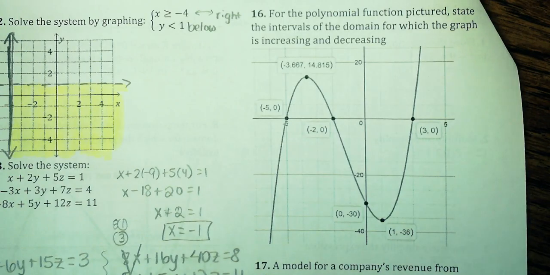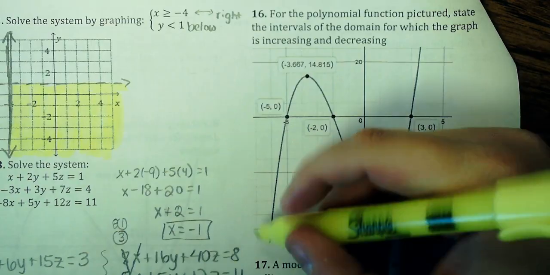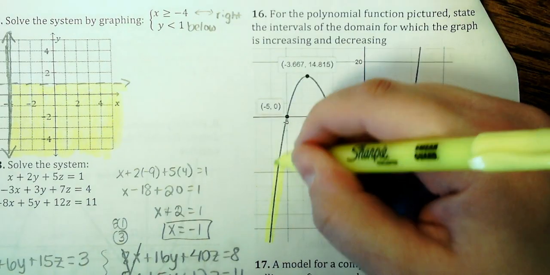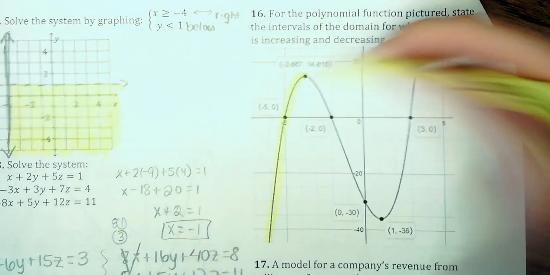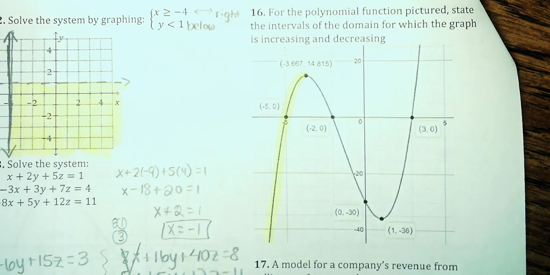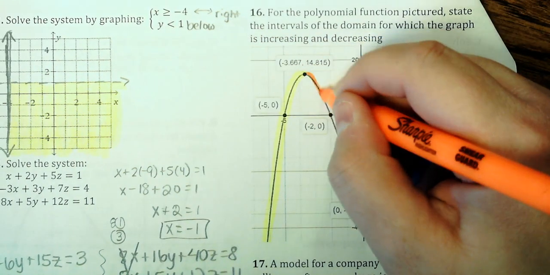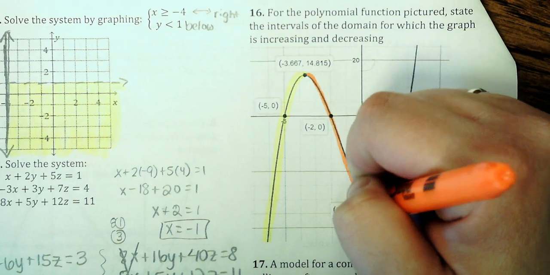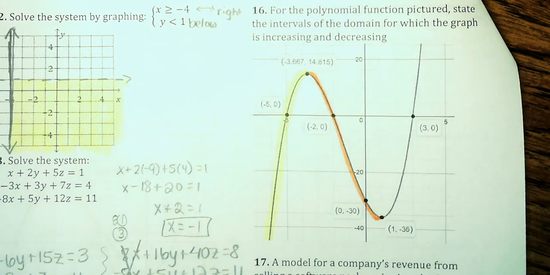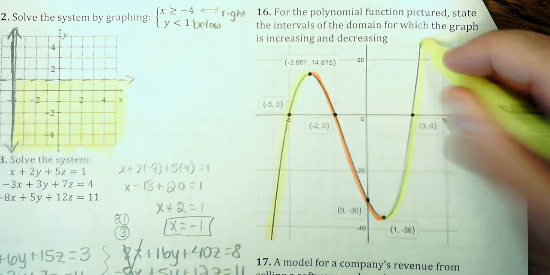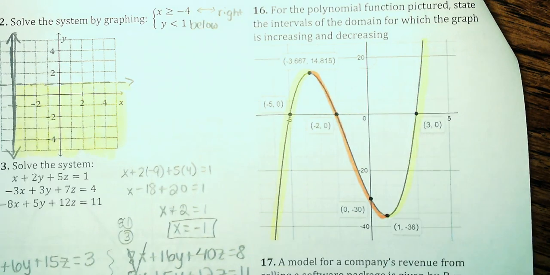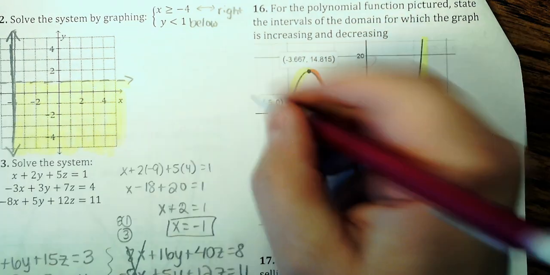For the polynomial function pictured, we're going to state intervals of the domain for which the graph's increasing and decreasing. As I go from left to right, tracing the graph, if you're going up, I'm increasing, and then I get to this point where I'm not increasing or decreasing, I'm just kind of flat, and then I switch over and now I'm going down. So I'm decreasing until I get to this point, and then I'm flat again. I'm not increasing or decreasing. And then we switch over here, and we're increasing. So we have 2 increasing intervals and 1 decreasing interval.